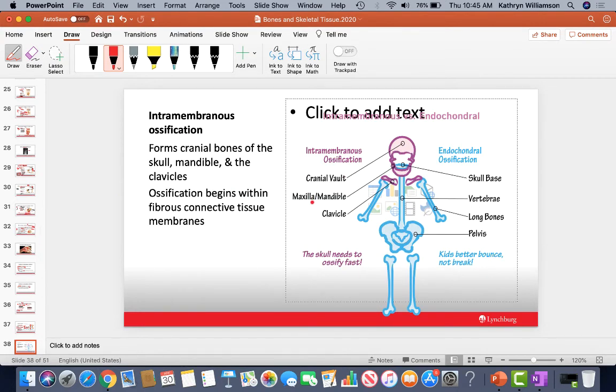In terms of intramembranous ossification, you're going to see that this is basically forming from a connective tissue membrane that covers the outside and then is eventually replaced by bone. And so that's the process that happens here. We see this in the bones of the skull. You also see this in the mandible, and you see this in the clavicles. All of these are going to be intramembranous ossification. The rest of the body is going to be endochondral ossification.